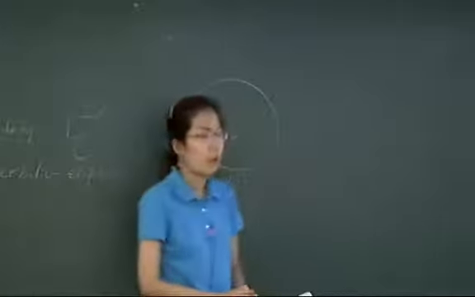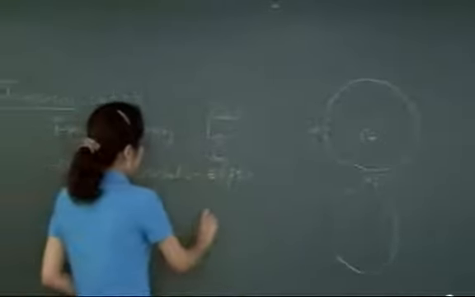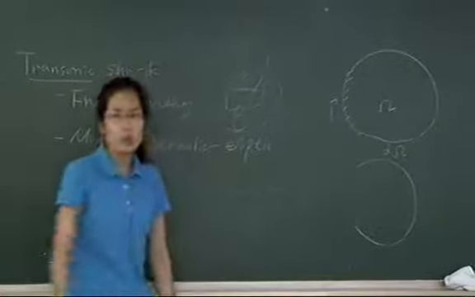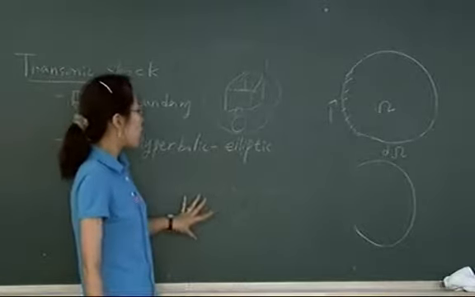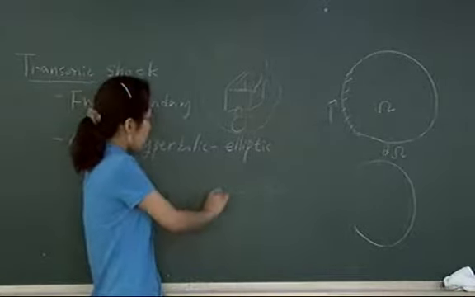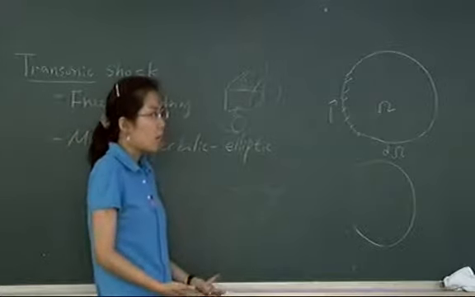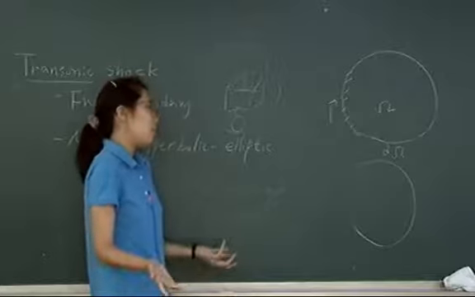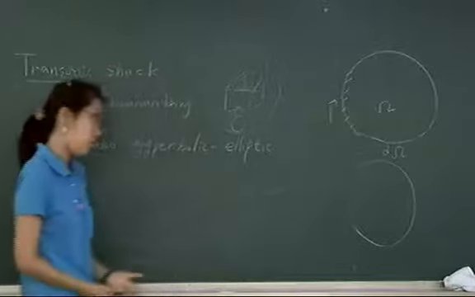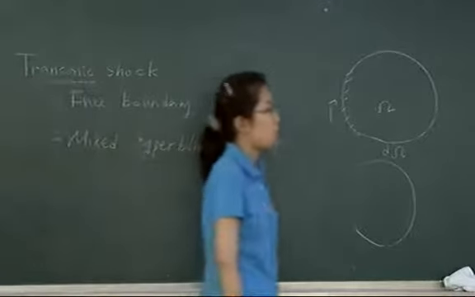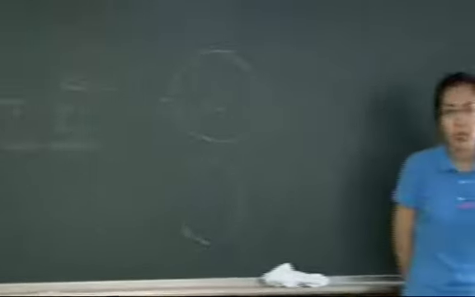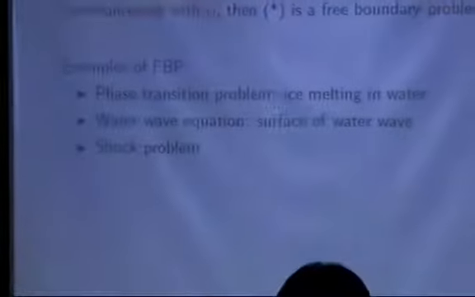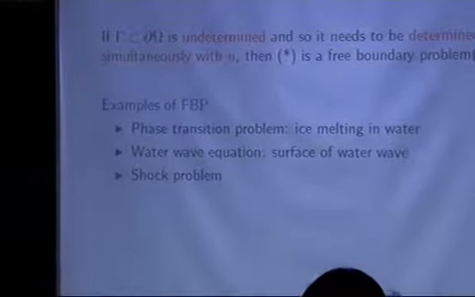Another example is water wave equations. If we study water flow, I'm not an expert in this problem, so I shouldn't say too much. But when we study water, for example ocean flow, we know that the surface of the water is changing with time from the effect of, for example, the wind or other physical factors. So this is also one of the examples of a free boundary problem. The last example that I brought here is a shock problem, and this is actually one of my main research interests. So what is the shock problem?